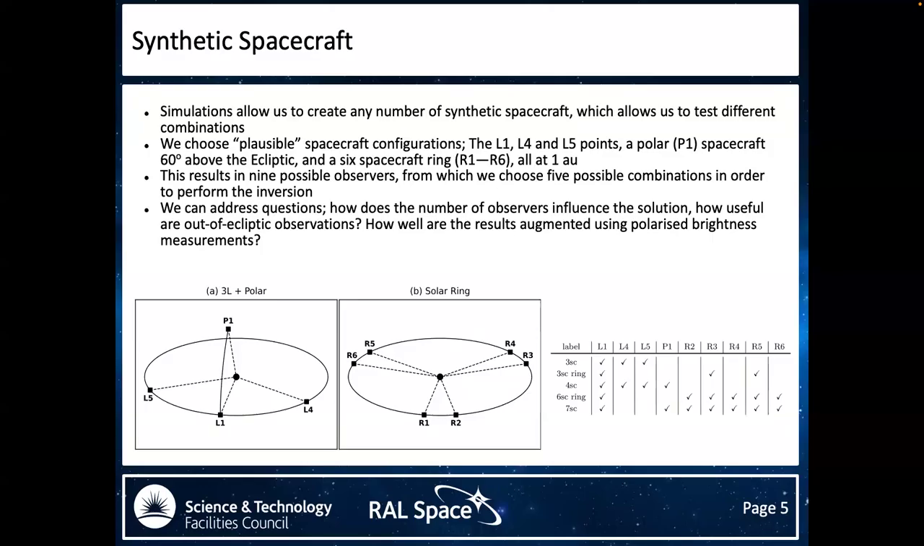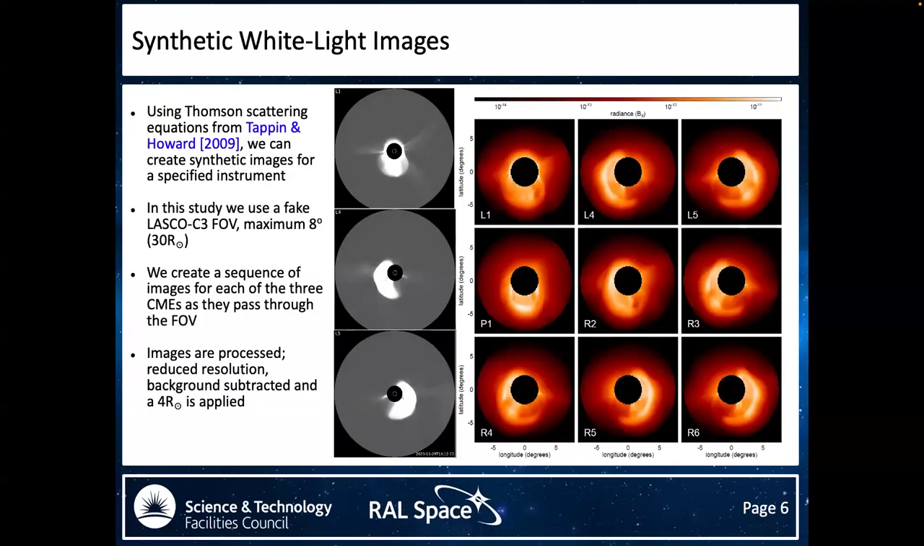So we've gone with 5 different combinations: 3 spacecraft, L1, L4, L5, 3 spacecraft in a ring. And then we've got this configuration here of 4 spacecraft. We've got a configuration of 6. And finally, we've got a configuration of 7 spacecraft, which is this ring with an extra observer outside the ecliptic. Okay, so what do these simulated images look like?